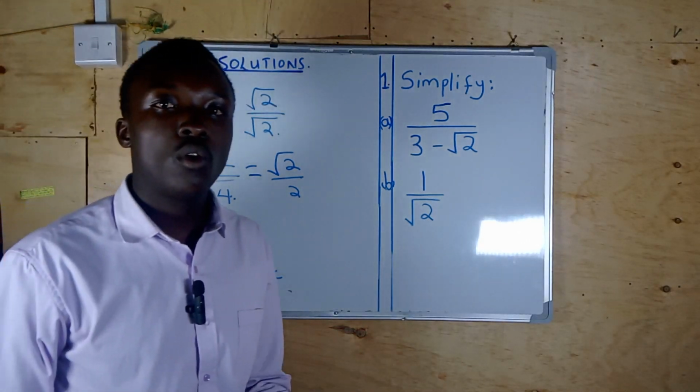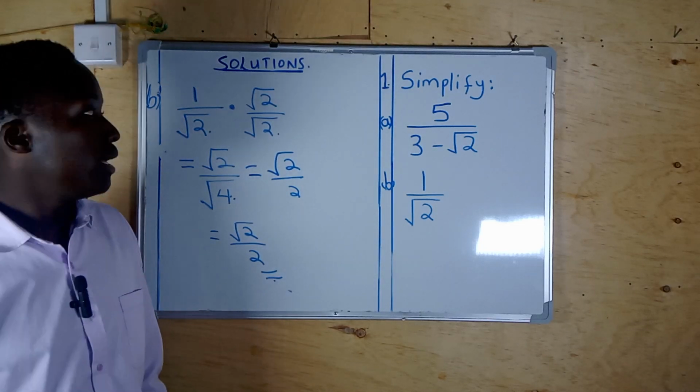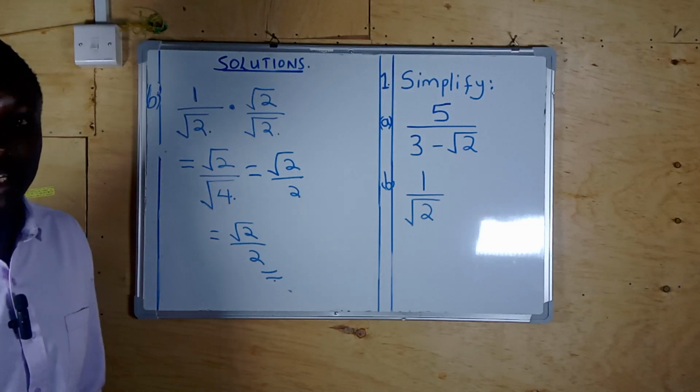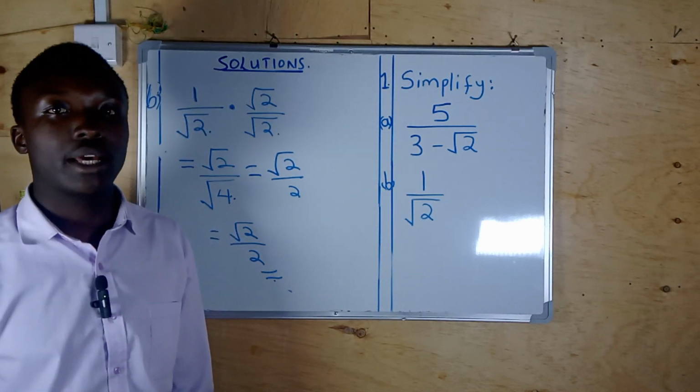Generally, that is how we simplify surds, and when we have a surd in our denominator, we simplify it by rationalizing.